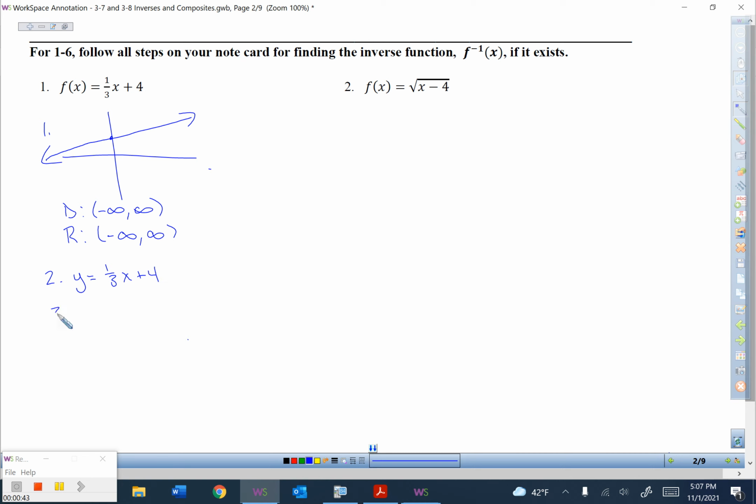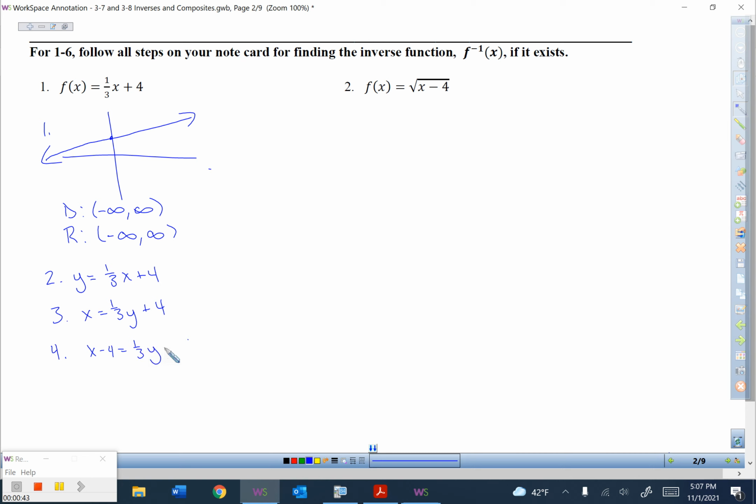Then step 3 is where we actually get into the math stuff. So we're going to trade the order of x and y. So x equals 1/3 y plus 4, and in step 4 you're just going to go solve for y because we like equations y equals. So first up on this one, we'd want to subtract that 4 over. So x minus 4 equals 1/3 times y.